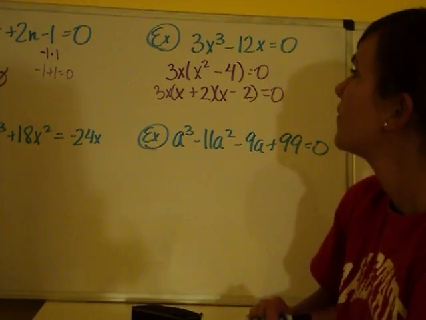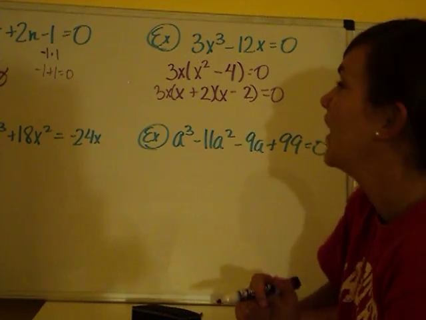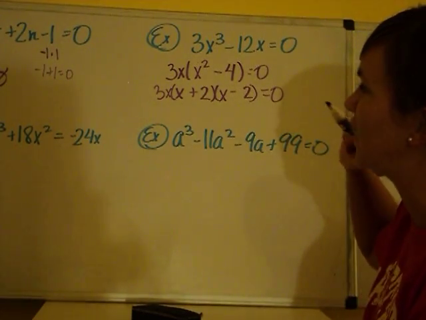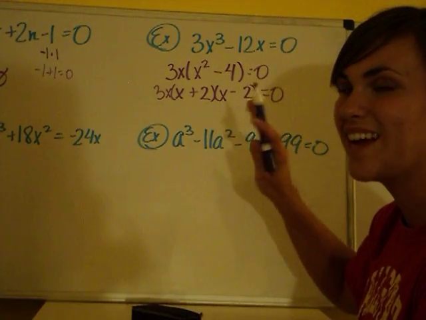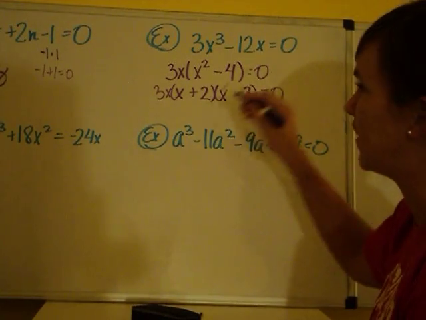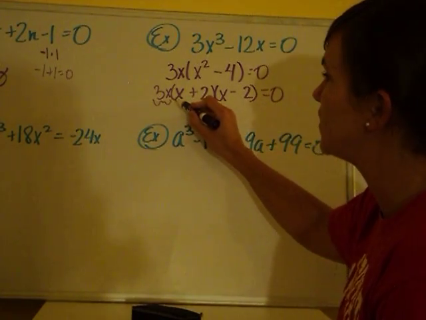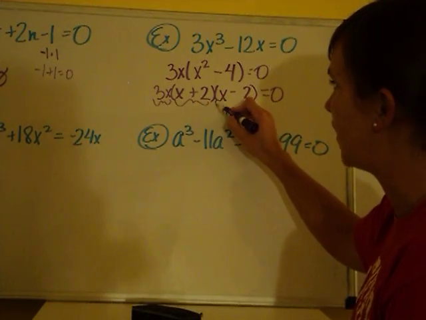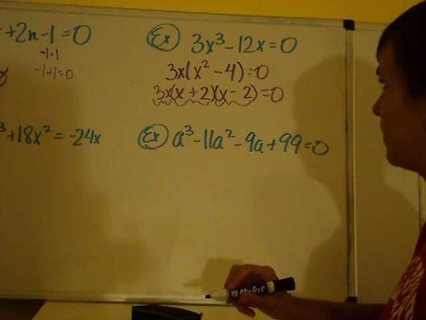equals 0. Now, here's something unique. We have three things being multiplied together. No worries. We treat it the exact same way as we would if we had two things being multiplied together. We take this and set it equal to 0, we take this and set it equal to 0, and we take this and set it equal to 0.